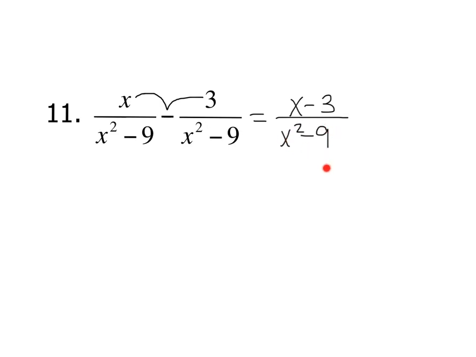I can factor this. Okay, I need numbers that multiply to be negative 9. Since the b is gone, there's no b here, it's 0. So multiplies to be negative 9 and adds to be 0. Okay, that's going to be x plus 3 and x minus 3. Now what's nice about that is it allows us to cancel the x minus 3 on top with the x minus 3 at the bottom. Now you can't have an empty top, right? So we put a 1 up there, and then you have the x plus 3 on the bottom.